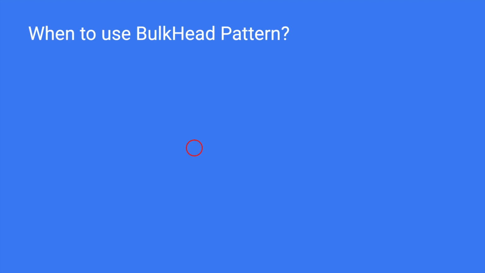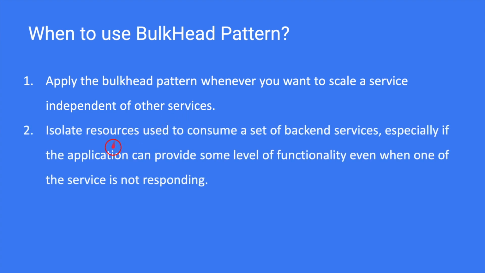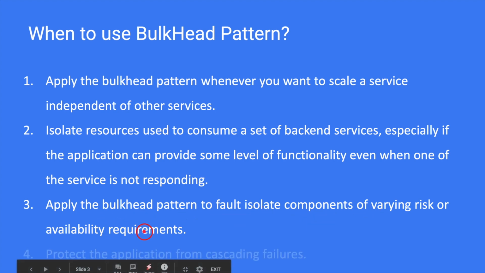So when to use the bulkhead pattern? Apply the bulkhead pattern whenever you want to scale a service independently of other services, and to isolate the resources used to consume a set of backend services. Especially if the application can provide some level of functionality even when one of the services is not responding. Also apply the bulkhead pattern to fault-isolate components of varying risk or availability requirements, and to protect the application from cascading failures.